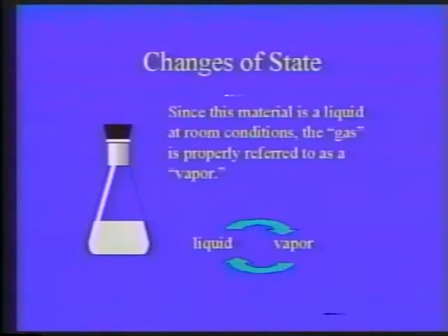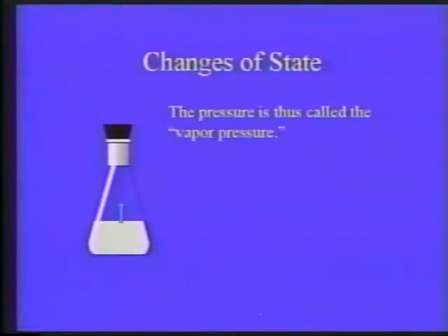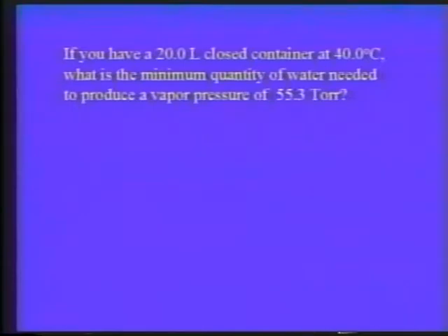Now, since the material was a liquid at room conditions, the gas is properly referred to as a vapor. Generally, we don't refer to something as a gas unless it's at or above its boiling point. So that's where you run into the difference in the terms between vapor and gas. So make sure you have those correct in your vocabulary also. The pressure that that liquid is exerting to come off as a gas is called the vapor pressure. That is the vapor pressure. And the vapor pressure is dependent on and only on temperature. Well, I can think of a case in which it can be concerned with something other than that, but we'll get there eventually.